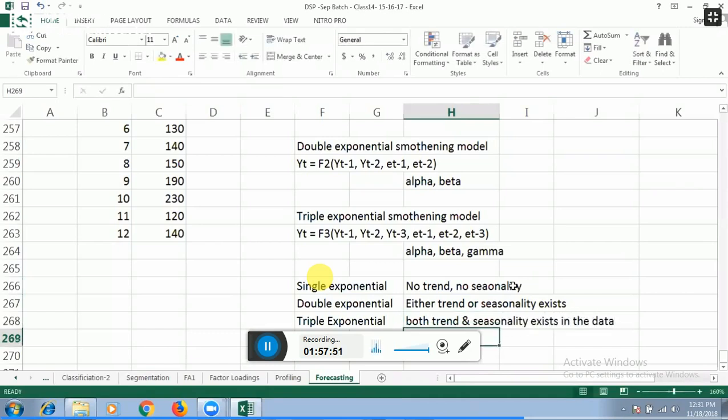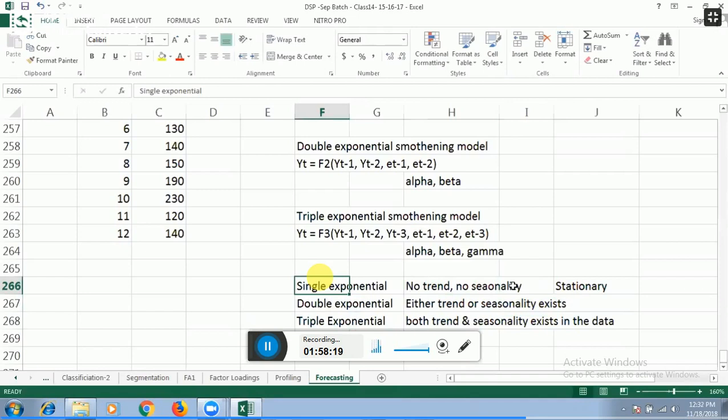So that means the triple exponential gives you better results if the data has a trend and seasonality. If one of them, trend or seasonality, is there, double exponential might give you better results. And single exponential means if the data doesn't have any kind of trend and seasonality and the series is stationary, in that kind of situation, the single exponential will give you better results.